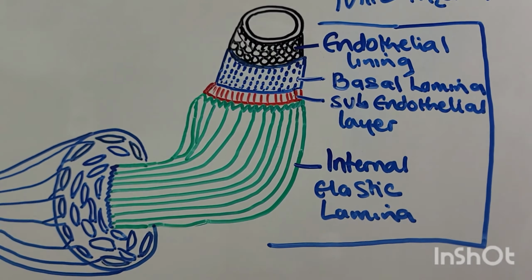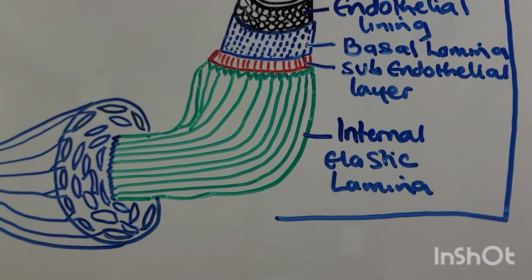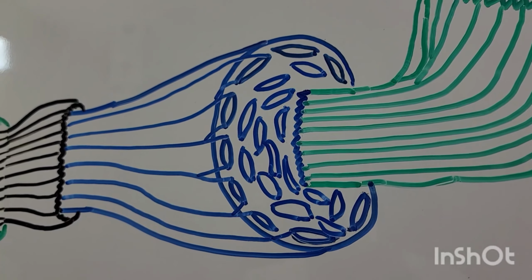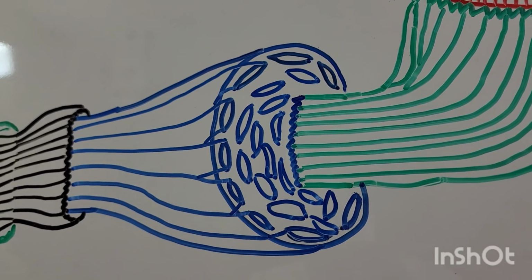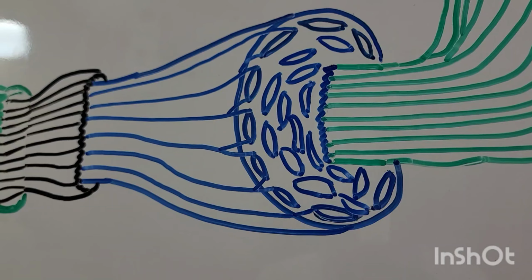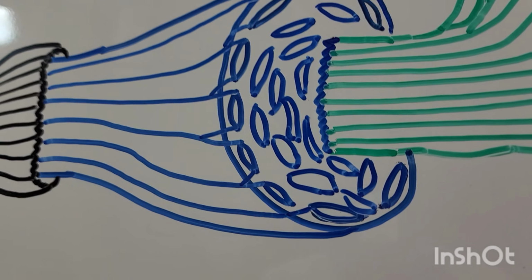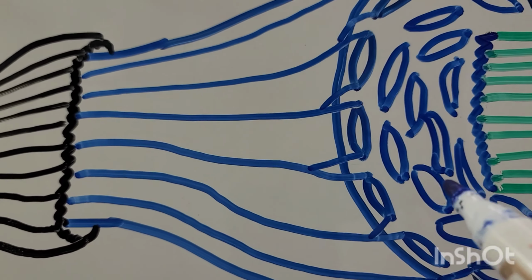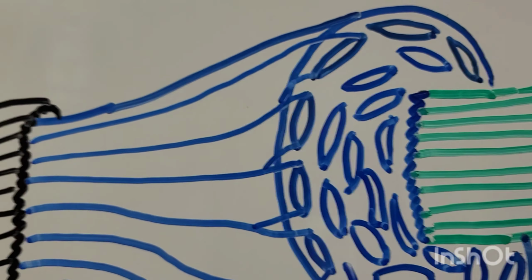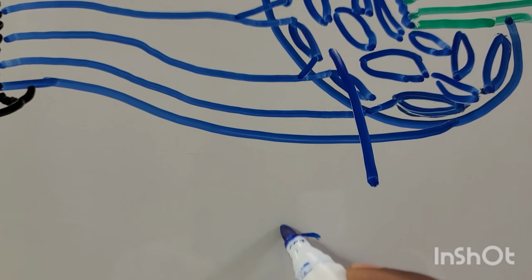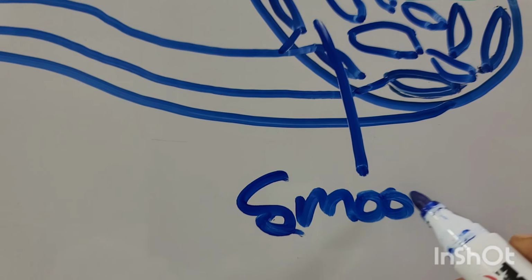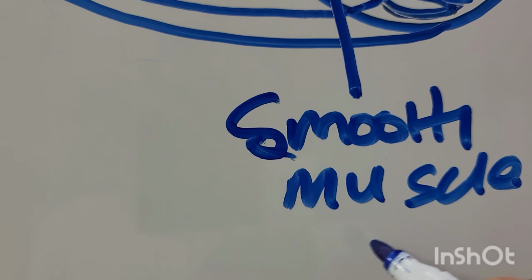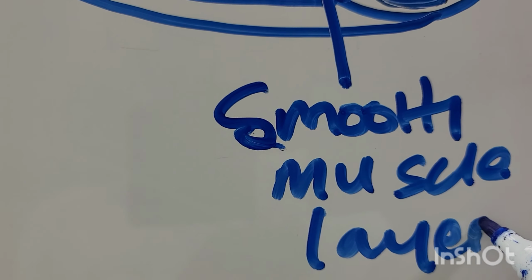Now after you come out from the internal elastic lamina, we have another layer. It is one of the thickest layers in the case of arteries compared to veins. This layer is made up of smooth muscles, so this layer is what we call the smooth muscle layer.